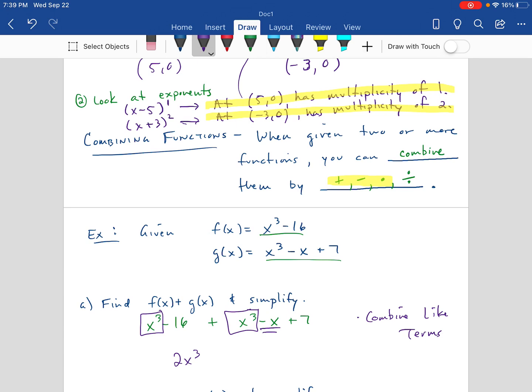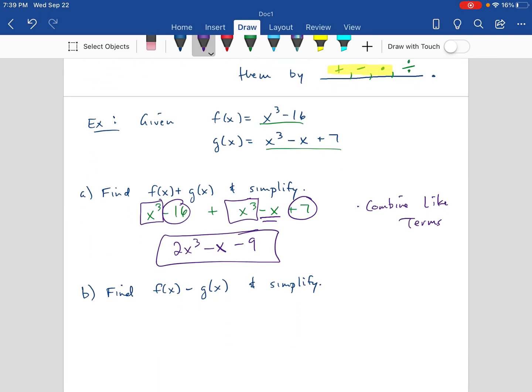A negative x, I have nothing else to combine it with, so I'm rewriting it. And then negative 16 and a positive 7 will give me a negative 9. So this is my final answer when I add f of x with g of x. That's it. Okay, now they will get harder as we go.